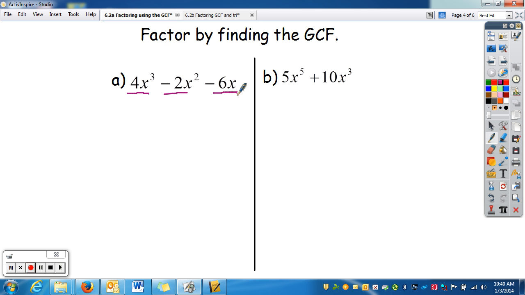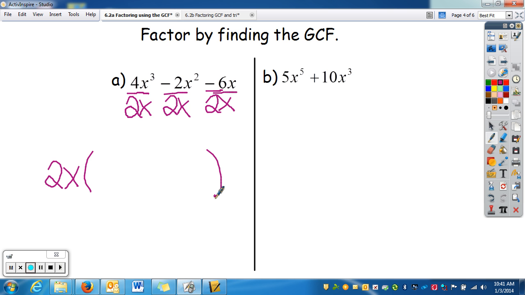So let's look at the numbers. We have 4, negative 2, and negative 6. Well, all these are divisible by 2. So I'm going to divide all these by 2. And then we look at the variables. We have x cubed, so these are 3 x's. We have x squared, and we have x. So what divides each of them? Each of them have at least one x. This one has 2, this is 3, so at least everyone has 1. They all have 1 x as a factor. So that tells me I take 2x on the outside.